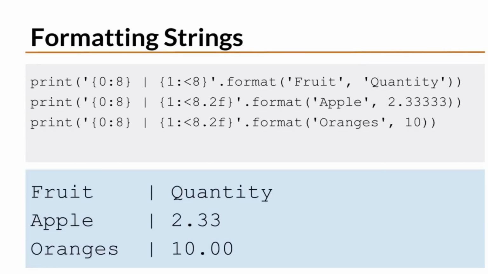Here's what our table might look like if we take a couple of bites out of our apple. Notice that the value corresponding to apple is 2.33333. However, only 2.33 is displayed because we have .2f, which says, give us 2 decimal places in this floating point number. You can also notice that we have 10 oranges, but again, we force 2 decimal places, so 10 will be displayed as 10.00.